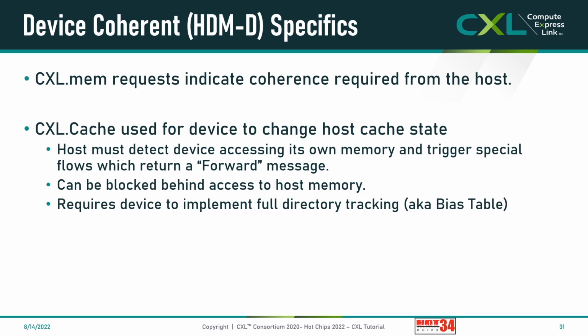Now, because it's using a .cache protocol, these same channels can also be used to access host memory. This drives the requirement that the state in the device for tracking coherence in the host effectively has to be a full directory, something we also refer to as a bias table. So the device needs state for every cache line that is exposed to the host memory.